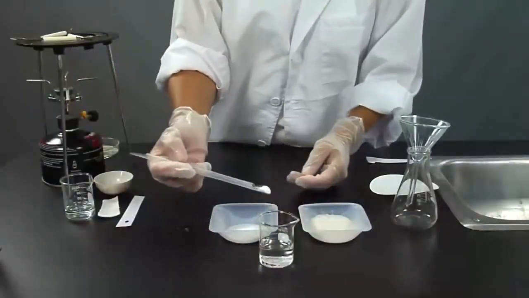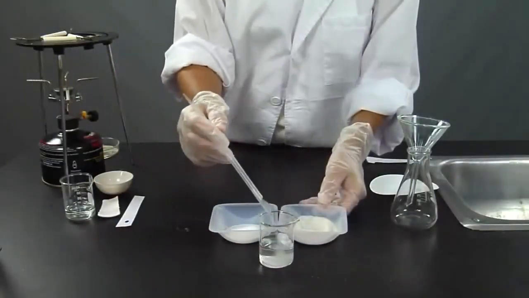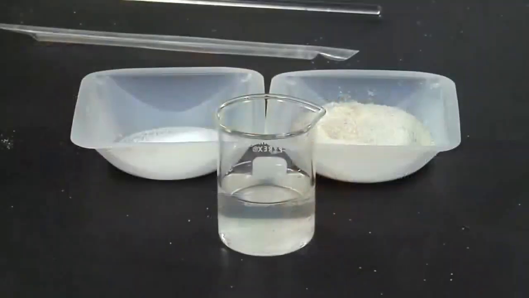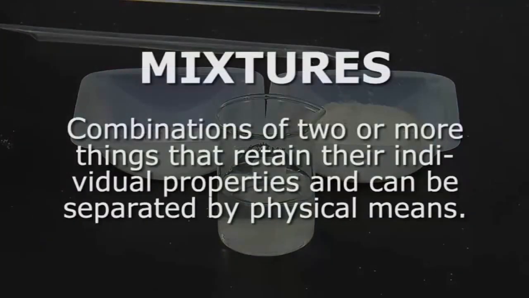We will begin our experiment by mixing 1 teaspoon of salt and 1 teaspoon of sand in a beaker of water. As you can see, the salt dissolves in the water, but the sand is insoluble. According to our definition, since the particles retain their properties, we have a mixture. We must also remember that particles can be separated by physical means, which brings us to our next procedure.